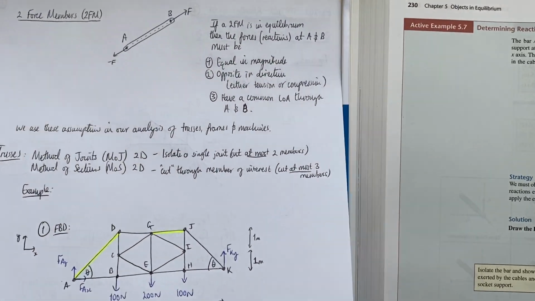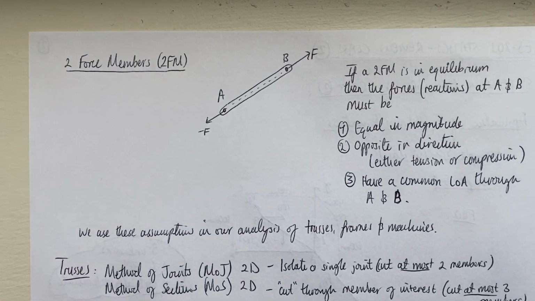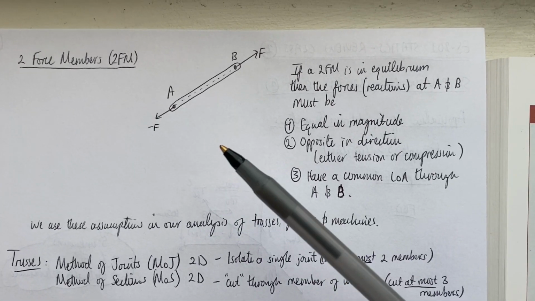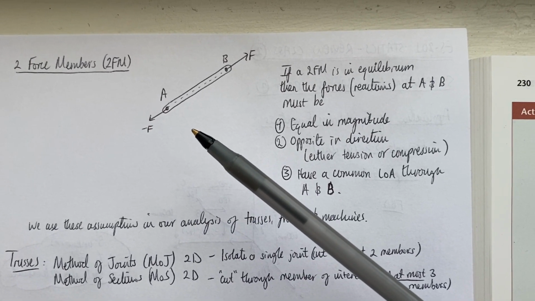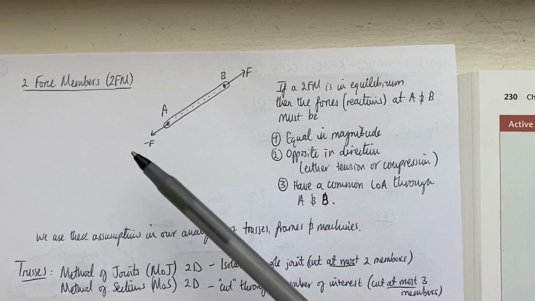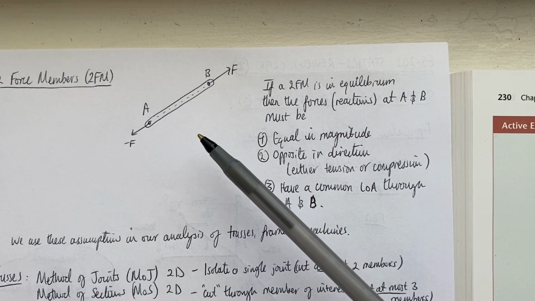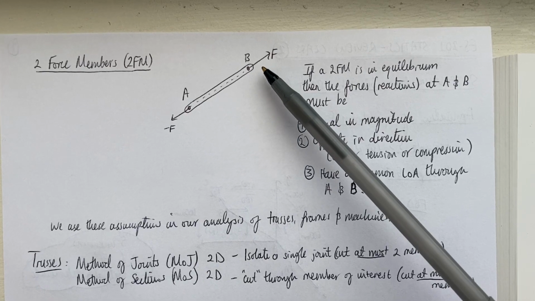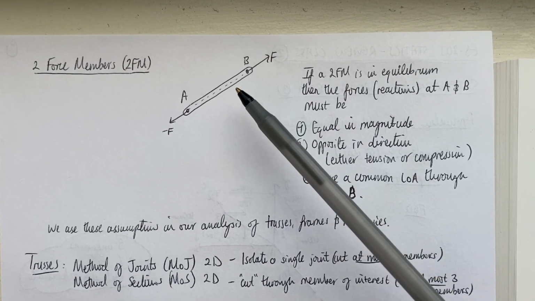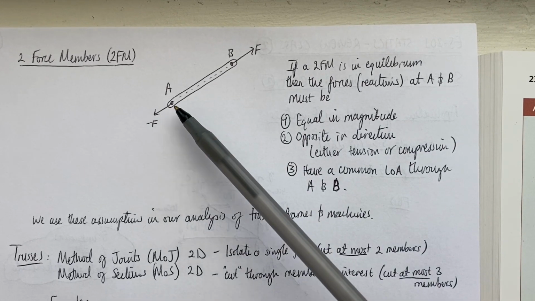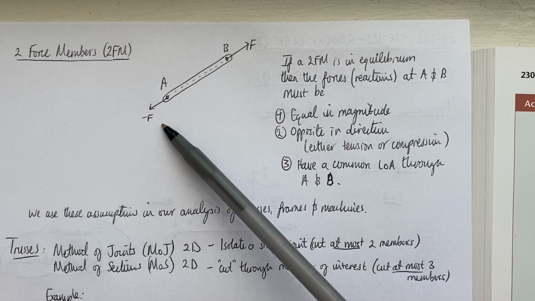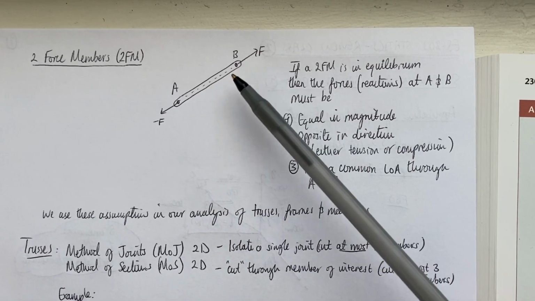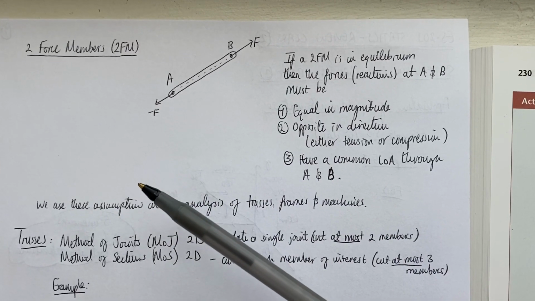So what's next? Let's have a quick look at what a two-force member is. So you'll recall a two-force member is when we have forces or reactions applied on a member, and we assume that the external forces that are applied to this member are equal in magnitude, so F and minus F, opposite in direction, so either stretching it out, so giving it some tension, or compressing it in, right?